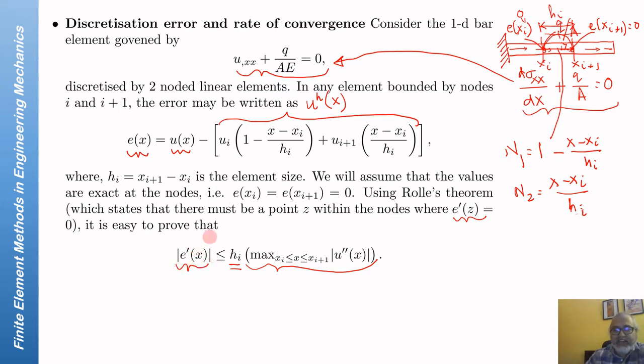The error in strain, E prime, is equal to U prime minus the strain that you calculate from this, which is a constant strain. The error E prime is actually the error in strain, and the error in strain is bounded by the element size and the maximum value of the second derivative of the actual displacement function. It's actually not very difficult to prove this result. I'll just give you an outline of the proof.